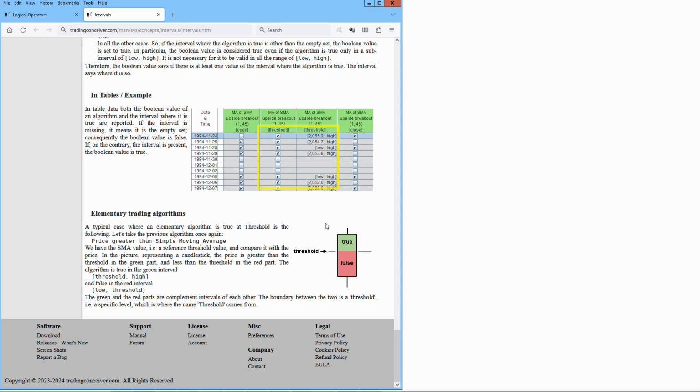That is, the output of each operator corresponds to a specific operation on the intervals where the single elementary algorithms are true. Then the Boolean value of the output, that is the result of the operator, is set to true if the result of the operation between the intervals results in a non-empty interval. It is set to false otherwise.